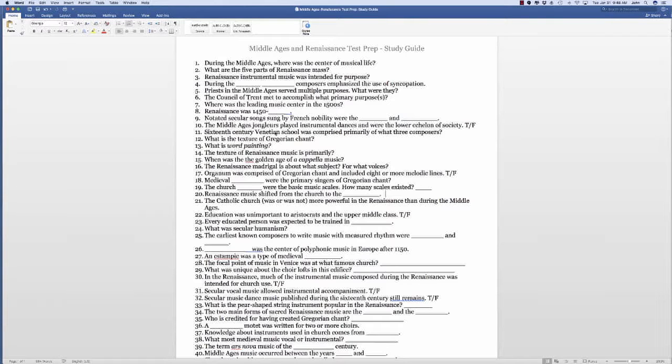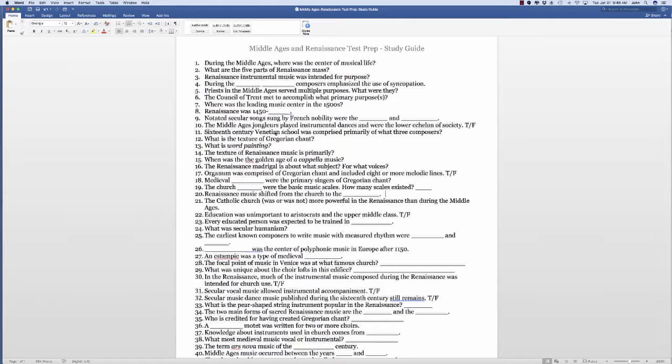Number 13, what is word painting? It was designed to represent specific poetic images. 14, the texture of Renaissance music is primarily. Well, we just said that the content and the texture of the Gregorian chant was monophonic, but during the Renaissance, it became polyphonic. Poly meaning many. And so what we see are several voices singing different songs going at the same time, but they seem to beautifully work together. So poly means many, and so we have polyphonic voices.